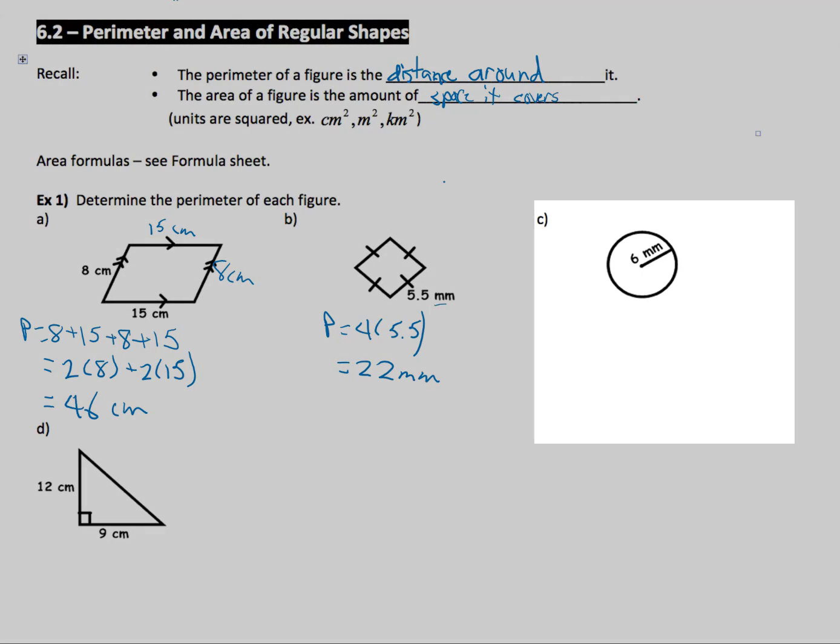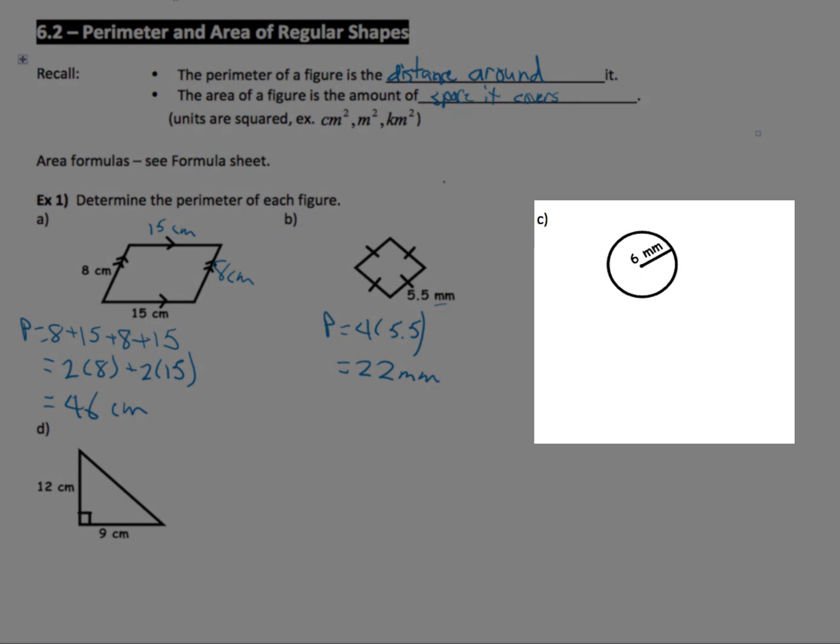Next example, we need to figure out the circumference given the radius. Circumference, and this is our first formula that we're going to see, is 2 pi r. This should be review from grade 7 and 8. So we have 2 pi and then times r, which is 6. We're going to round to 1 decimal place, and we get 37.7 millimeters.